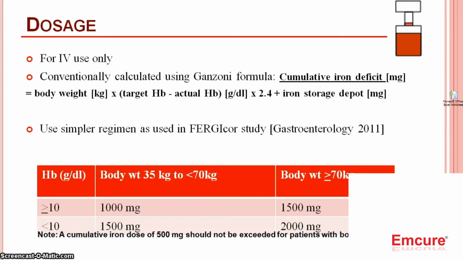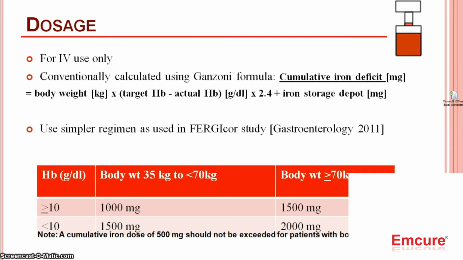Now, dosing, as we all are aware, the cumulative iron deficit has to be calculated by the Ganzoni formula, which states that cumulative iron deficit in milligrams equals your body weight in kilograms into target hemoglobin minus actual hemoglobin in grams per deciliter into 2.4, plus adding iron storage depot, that is 500 milligrams. Now we use a simpler regime as used in the FERRIC study in Gastroenterology 2011.